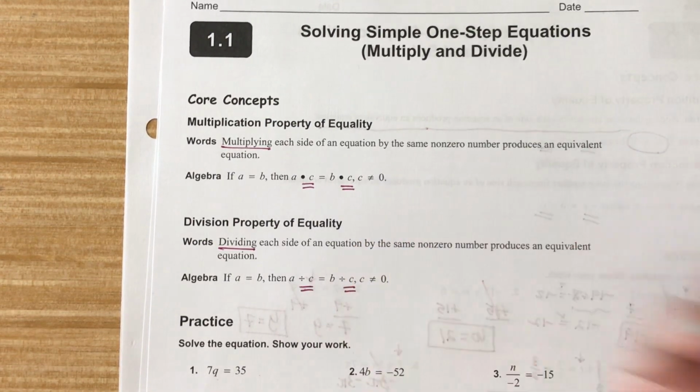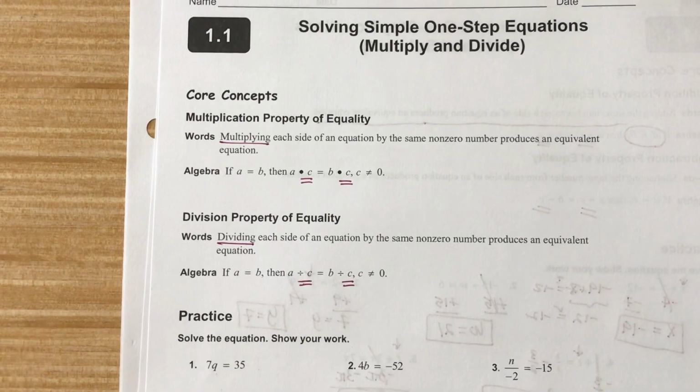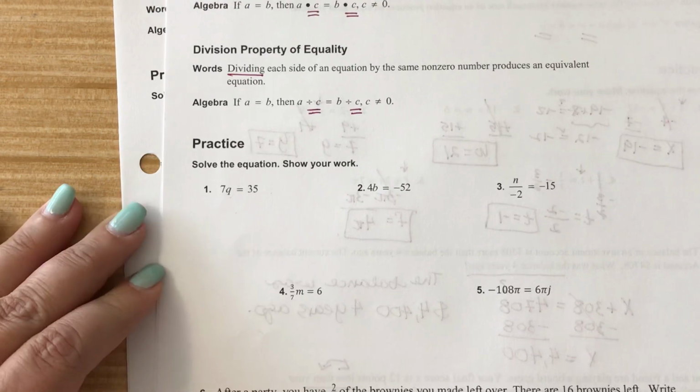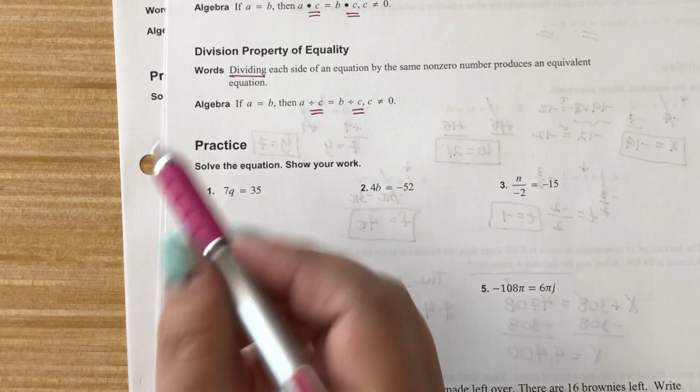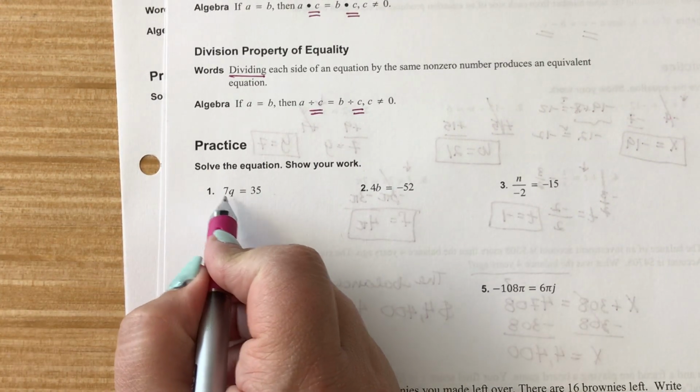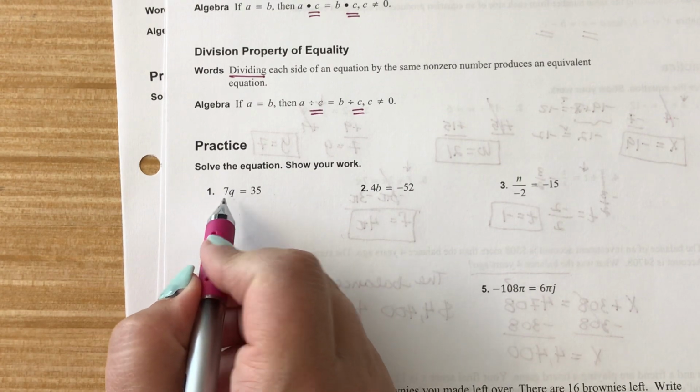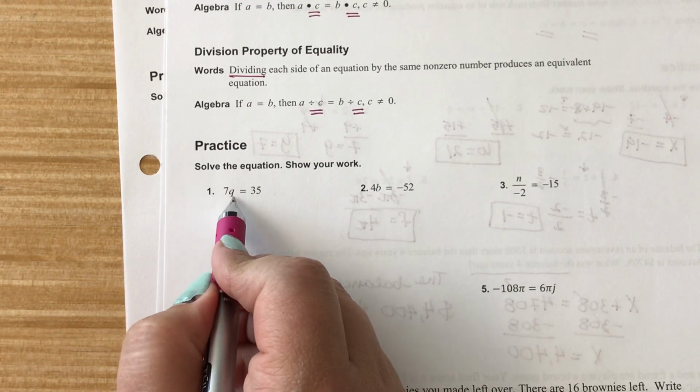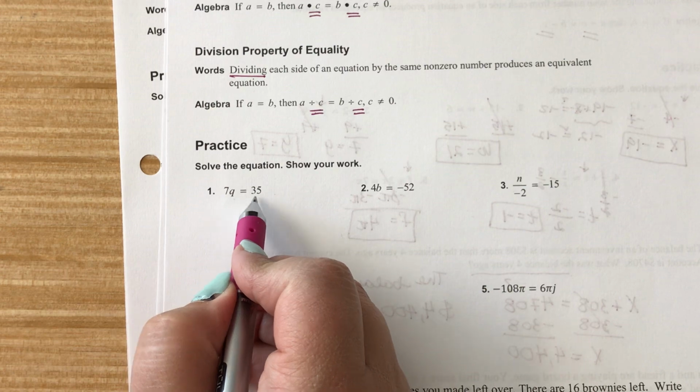Zero is the exception to that, but there's not really a reason why we would want to use that anyway. Okay, so let's try these. Starting here with number 1. This time we have 7 times q. Remember, when they're next to each other, that's automatically multiplication. So 7 times q equals 35.